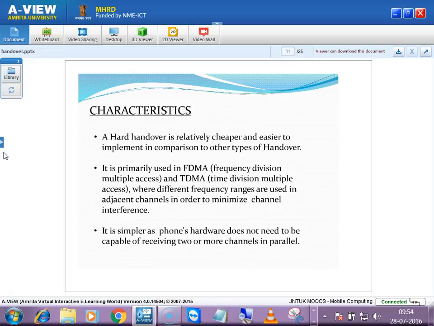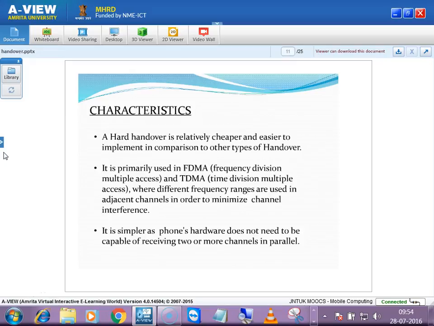But since you are terminating and initiating it, something like restart. But restart in the sense with the same system. But we are not using the same system. We are handing off to another system. So this is cheaper, right? Because the hardware itself is looking simpler. So a hard handover is relatively cheaper and easier to implement in comparison. Even implementation wise also, it is cheaper and comfortable.